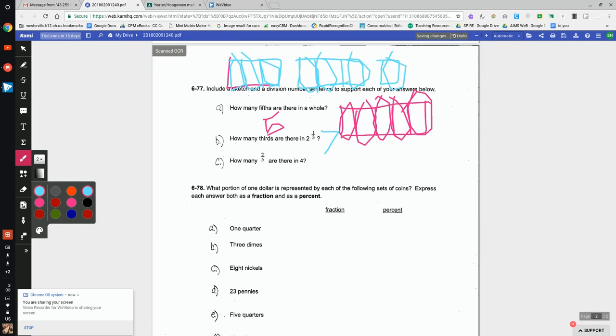And then how many 2/5 are in 4? So again, I'm just going to draw the 4, break them up into fifths, similar to the first one. Circle in pairs of 2. There's 1, there's 2, there's 3, there's 4, there's 5, 6, 7. I'll take the top and the bottom here for 8, 9, 10. So there are 10 groups of 2/5 in 4.